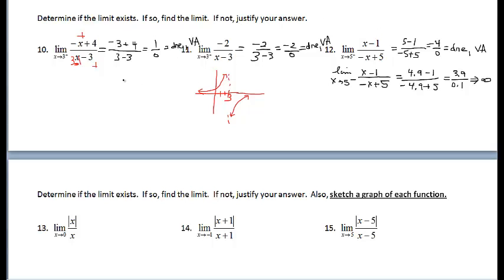Okay, I think we've explored all the situations that we need to as far as a limit not existing at the case where we have a vertical asymptote, an asymptotic discontinuity. So now let's move on and look at some jump discontinuities and limits that fail to exist there.